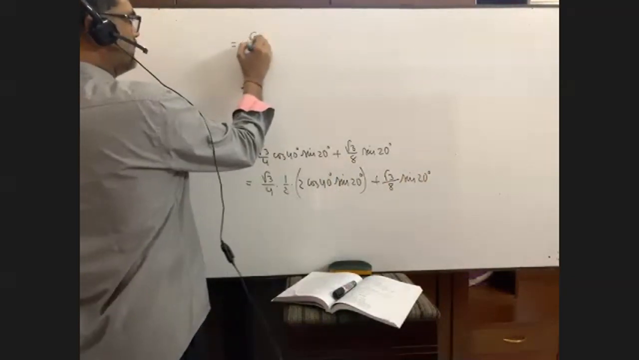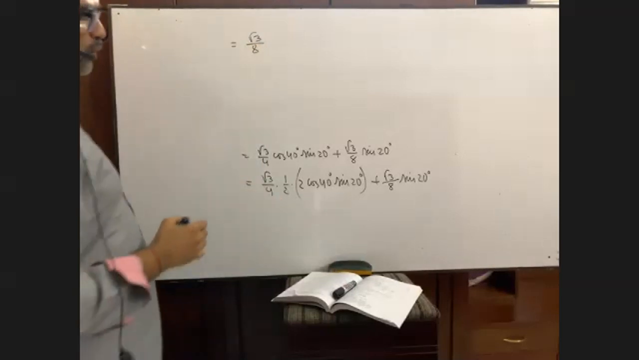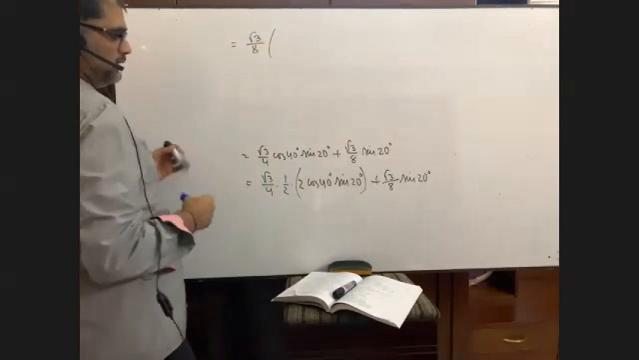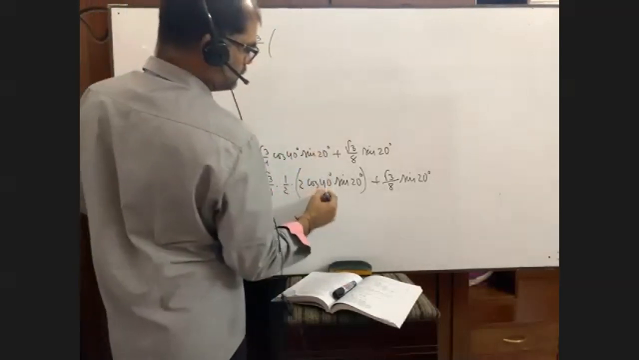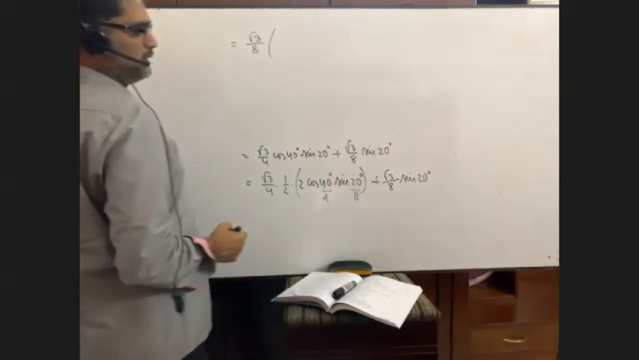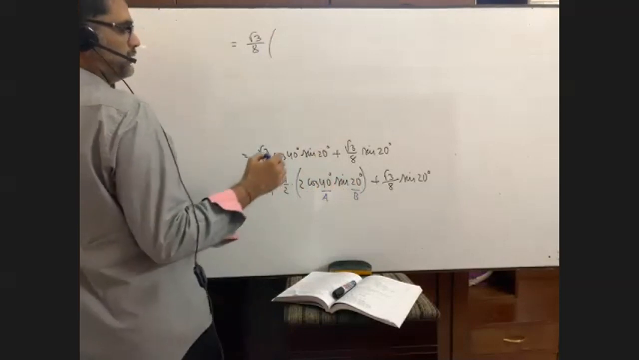Okay, this is root 3 by 8. 2 cos A sine B. What is the formula? Shandip. Sine of A plus B minus sine of A minus B. 2 cos A sine B. What is the formula? Sine of A plus B minus sine of A minus B.